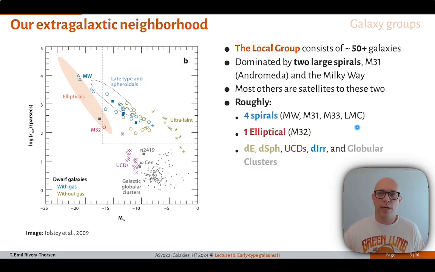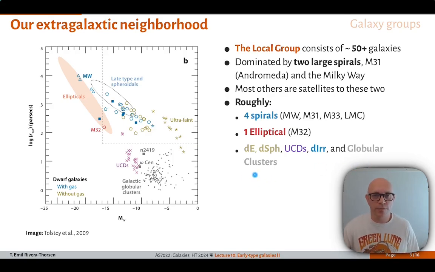And finally, we have the Large Magellanic Cloud, which is also a disturbed spiral, even though it is not as massive and not as bright as M33. And then we have one elliptical, M32, that we just took a look at, plus a number of dwarf ellipticals, dwarf spheroidals, ultra-compact dwarfs, dwarf irregulars, and globular clusters.